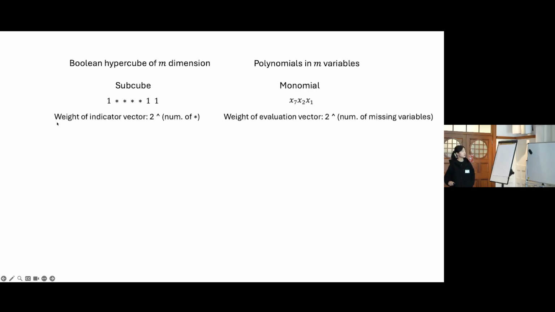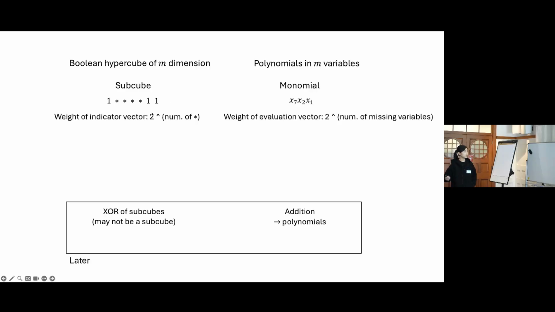Okay, so we already observed this connection between subcube and monomial, again by the presence of the variables. We also have the link between their weights. The weight of the indicator vector is 2 to the number of stars. And for this, the weight of the evaluation vector is just 2 to the number of missing variables. For example, here I have 7 variables in total, but now I miss 4 of them, x3, x4, x5, x6. So the weight of this will be 2 to the 4, which is 16. And it aligns with this.